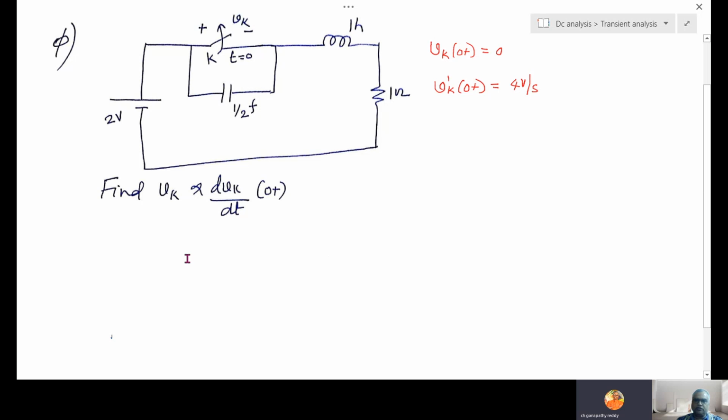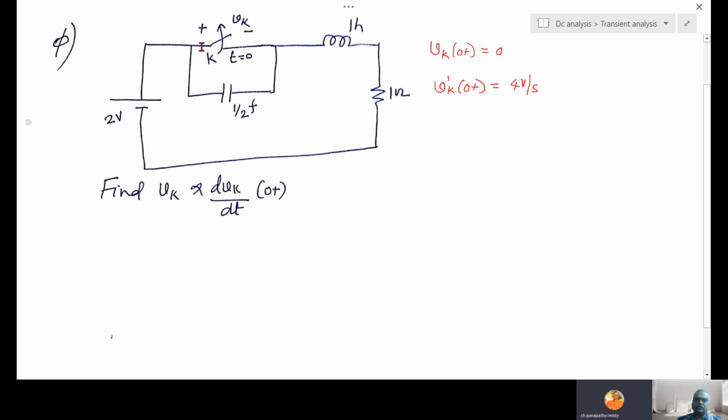Okay. Continuation of the transient problems topic. We are solving so many problems in the transient analysis since last few lectures. So continue to solve some more problems. In this problem, the switch K is opened at t equal to 0, find Vk.